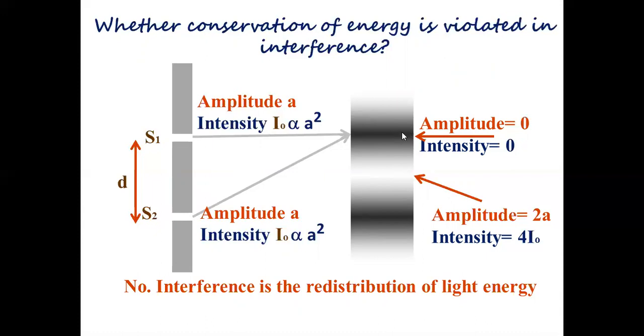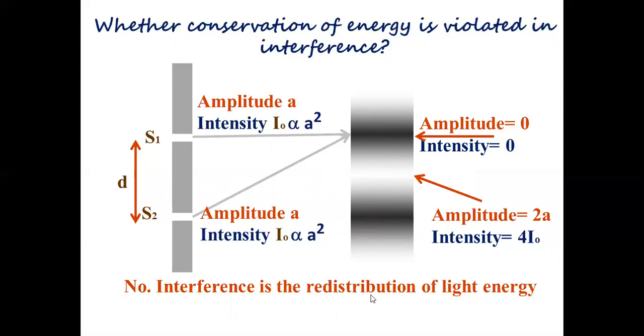But the average is I0. Sorry, 2I0. Intensity of this is I0. Intensity of this is I0. So what is the total energy given out from these two slits? 2I0 in terms of total energy. So total energy coming out of this slit and this slit is 2I0. What is the total energy distributed? It is not only 4I0. At some places we don't have light at all, right? So how to prove it?